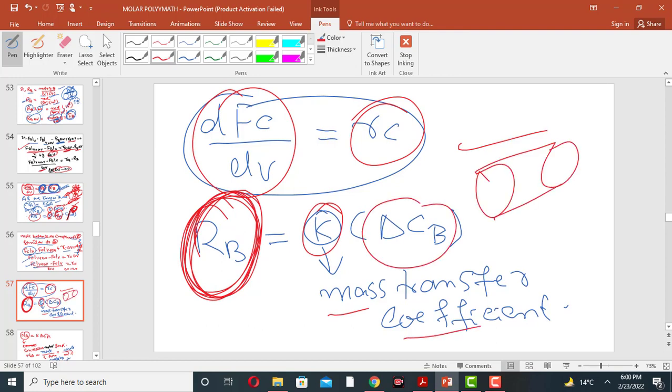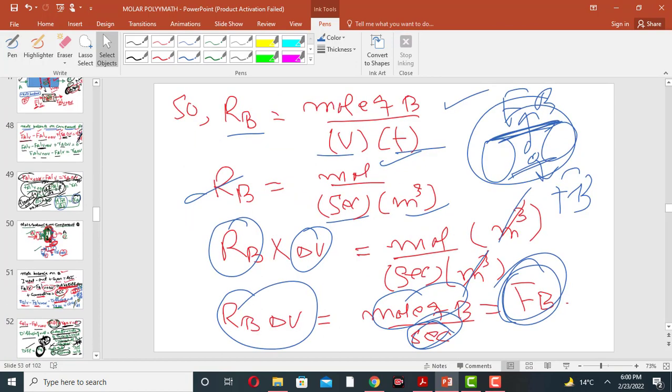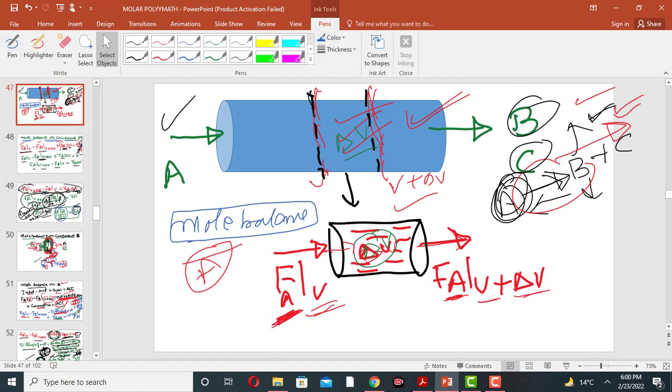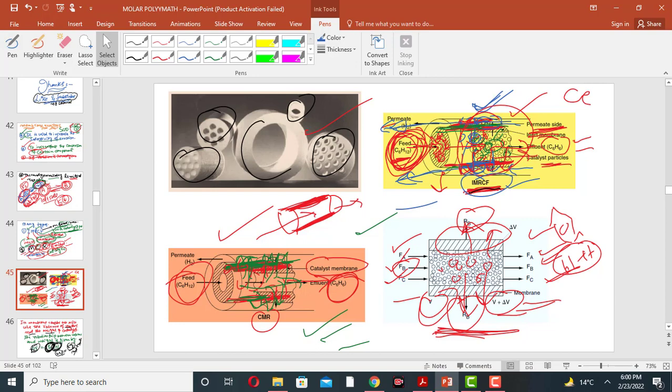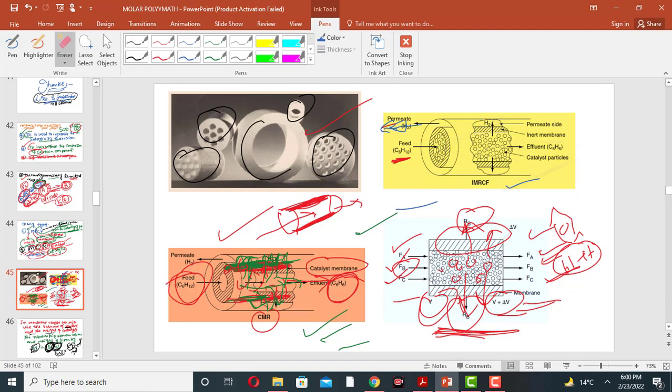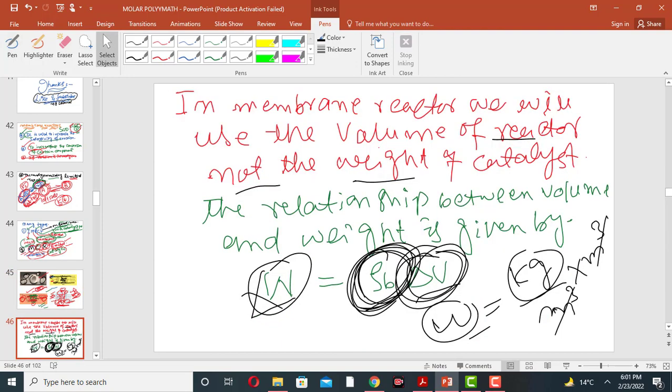We also discussed that the change in concentration of B means the concentration of component B here and the concentration of B in the sweep gases. Suppose the concentration of hydrogen in this place is this one, and the concentration of hydrogen in the sweep gas in this place is very small because of the sweep gases. So this is the concentration difference.